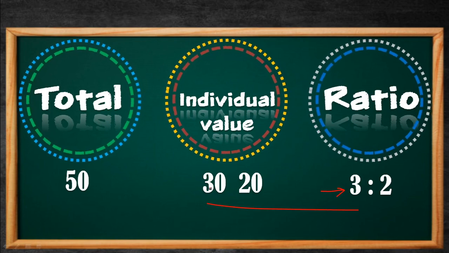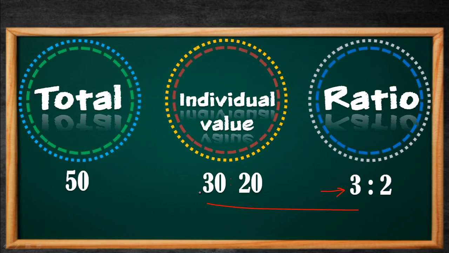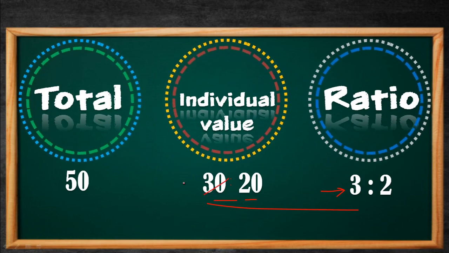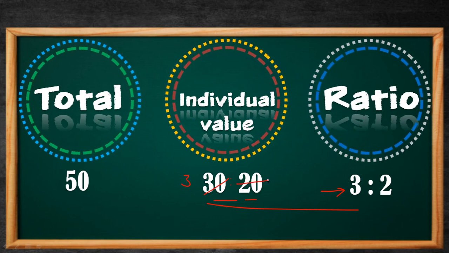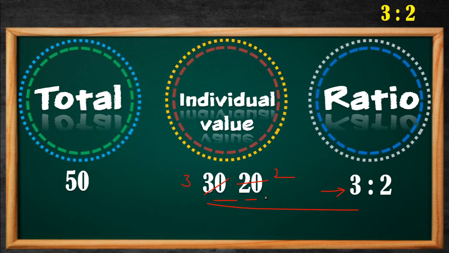So how? 30:20, right? I'm reducing this expression by dividing these two numbers, antecedent and consequent, by 10. So 10 into 3 will become 30, 10 into 2 will become 20. So it's 3:2.